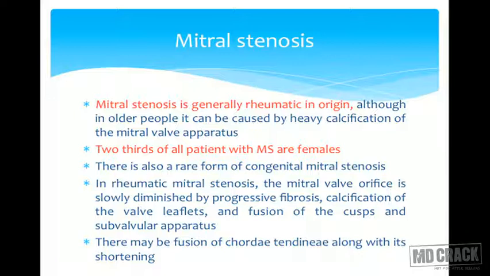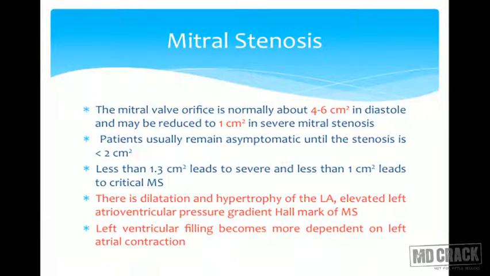In rheumatic mitral stenosis, the mitral valve orifice is slowly diminished by progressive fibrosis, calcification of the valve leaflets, and fusion of the cusps and subvalvular apparatus. There may be fusion of chordae tendineae along with its shortening. The normal mitral valve orifice is normally about 4 to 6 centimeters square in diastole, and it may be reduced to 1 centimeter square in severe mitral stenosis.